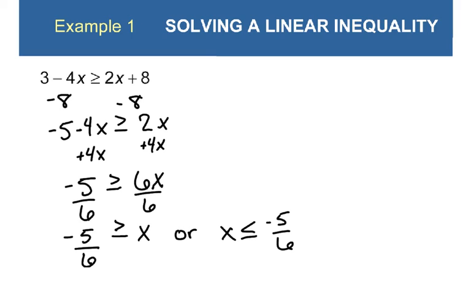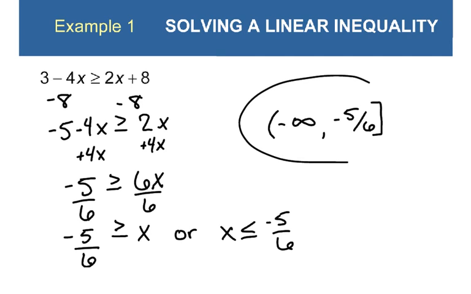So, like I said, if you remember from the previous slides on how to state this in interval notation, it's saying that all of our values of x are less than negative 5/6. So it begins at negative infinity and goes up to negative 5/6. And since this is a less than or equal to symbol around the 5/6, it's going to receive a bracket. And that's it. That's our solution in interval notation.